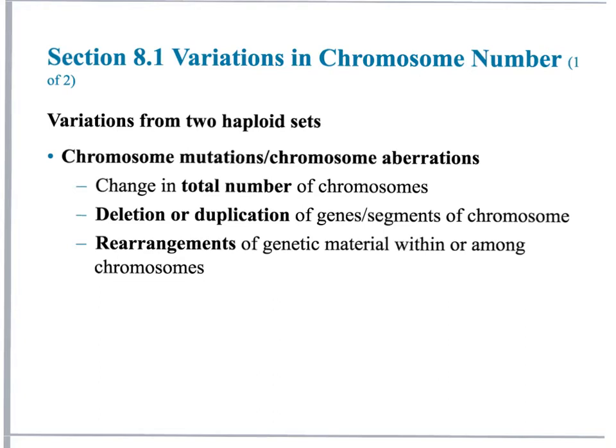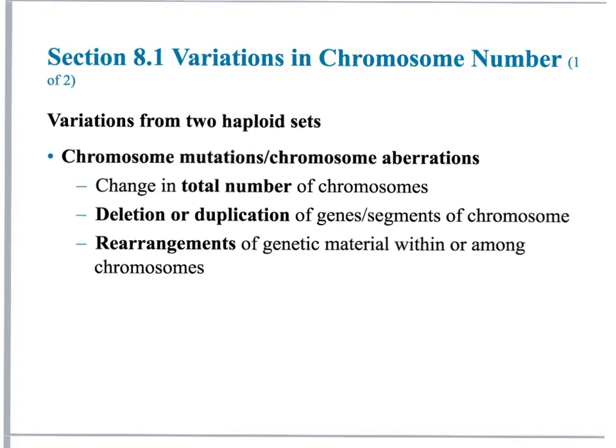So again, 23 sets, or 2 haploid sets. Each set is a haploid set. But there can be variations in that where the number of chromosomes changes. So a chromosomal mutation or an aberration, again, they're both the same, that results in a change in the total number of chromosomes. So you can either have a deletion of a chromosome or a duplication of a chromosome, or a rearrangement of the genetic material within or among all those chromosomes.